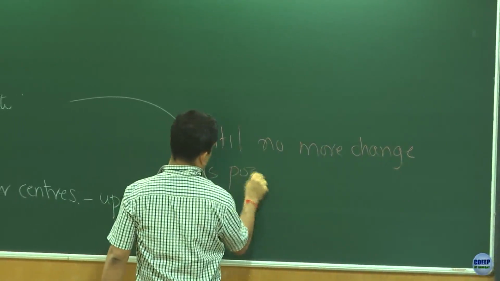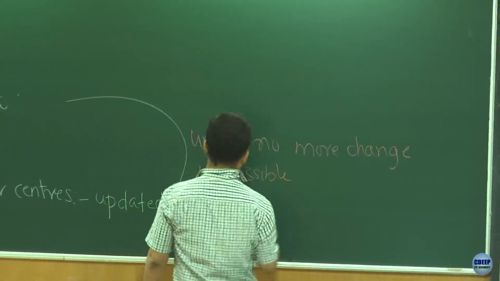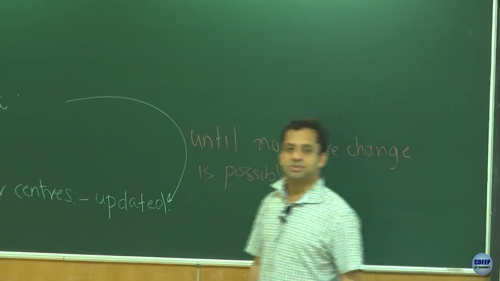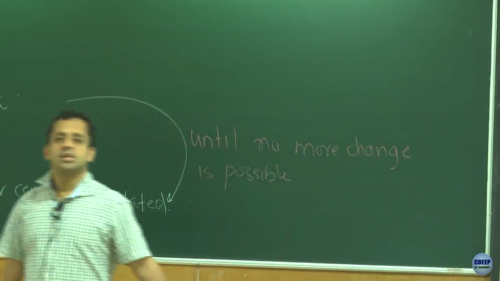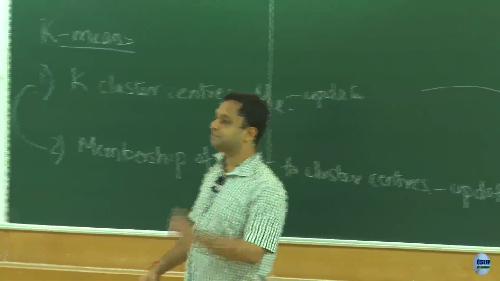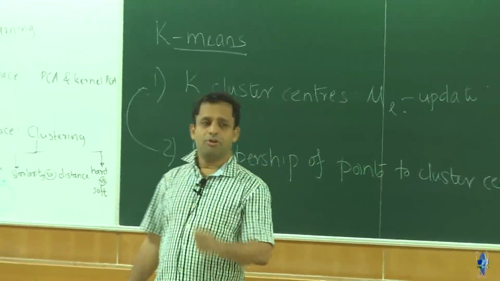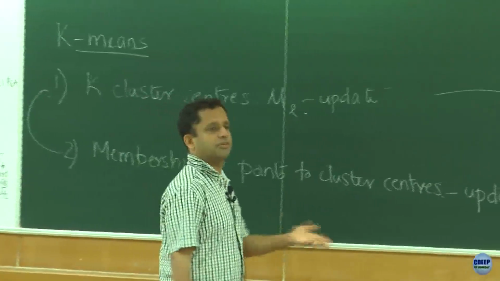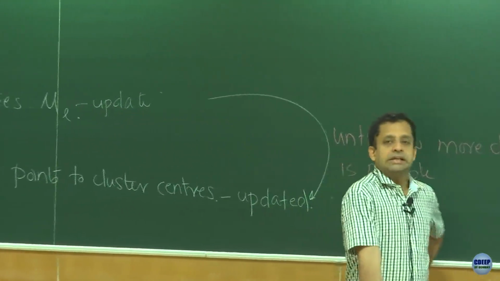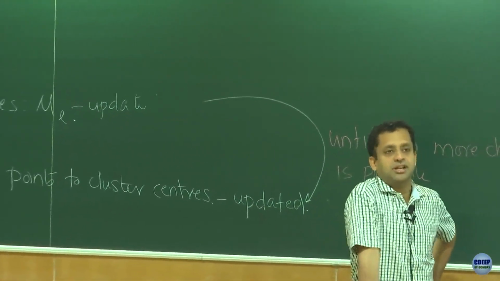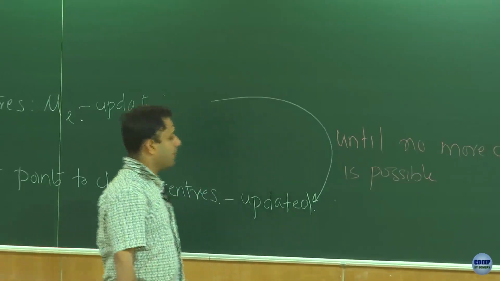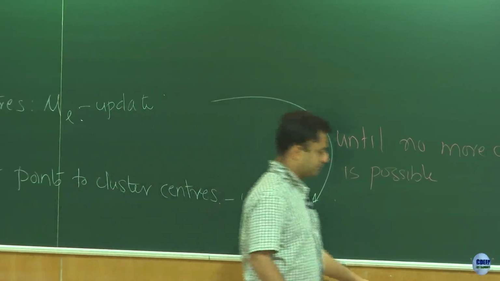Until no more change is possible, either to cluster centers or to cluster memberships. Instead of saying no more change, you may also say no more significant change. For all practical purposes, no more change. I mean, you can guarantee convergence of the clustering in an absolute sense. Okay, so what are these two steps? They're fairly simple.